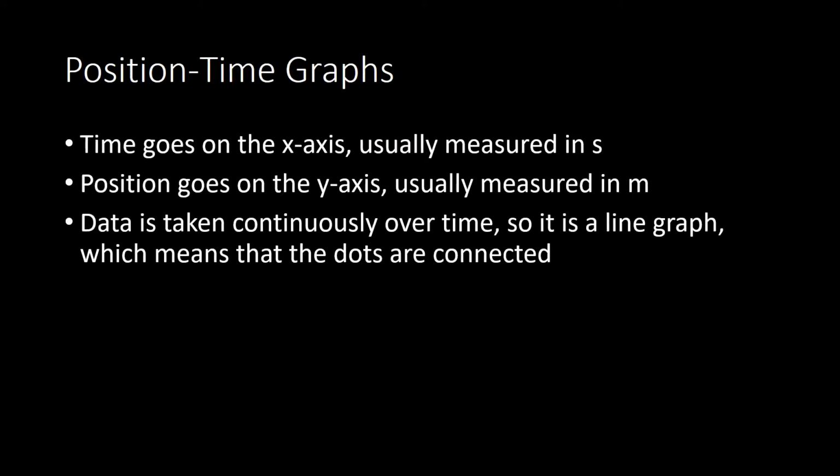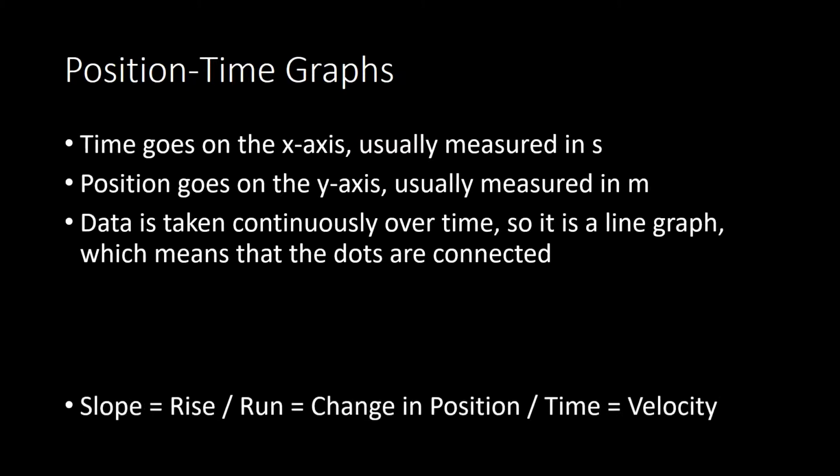The data is continuously taken over time, so we typically will use a line graph, which means that we connect the dots to each other. But occasionally when we're doing certain types of labs, we might actually be technically doing a scatter plot instead of a line graph, so we might have to add a line of best fit just to help us straighten out or smooth some of that data out.